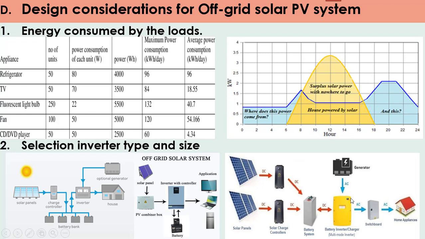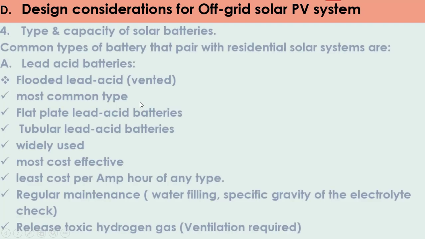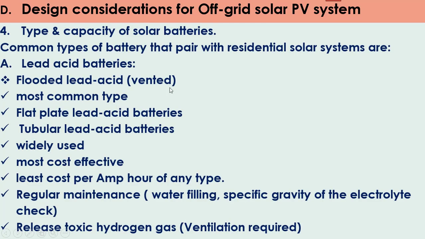Also, this type of inverter, called a battery inverter charger, has the ability to receive energy from other sources of energy, such as a generator or diesel, as we see in this scheme of this diagram. Also, another consideration that we must take while we are sizing and designing an off-grid system is that you must take into consideration the type and capacity of the solar battery.